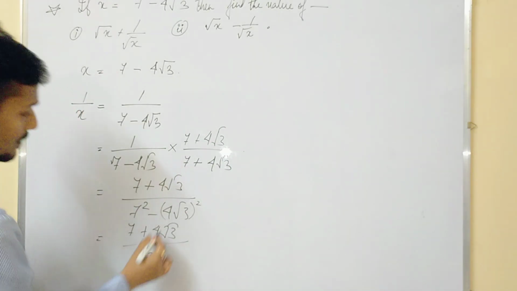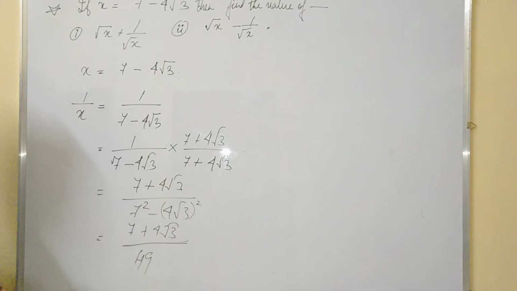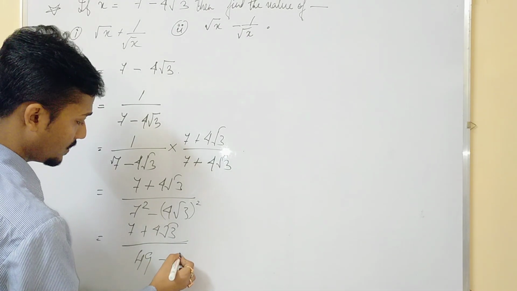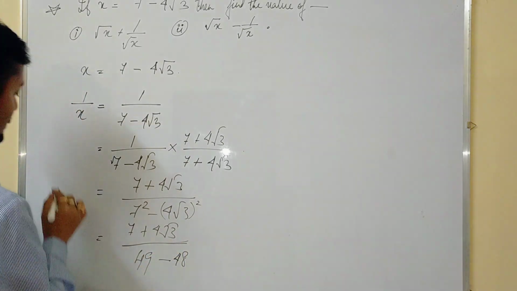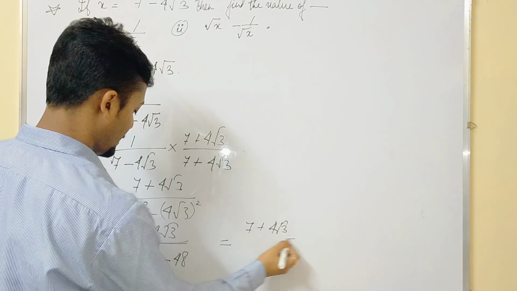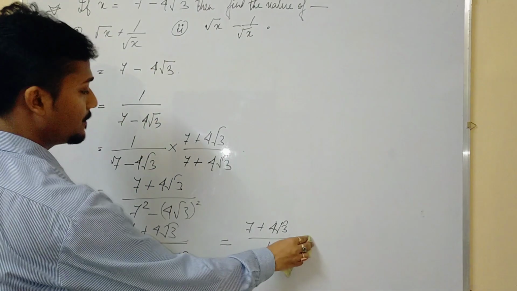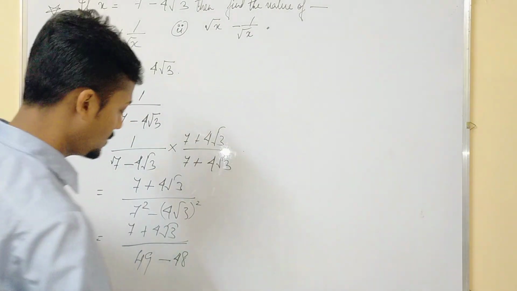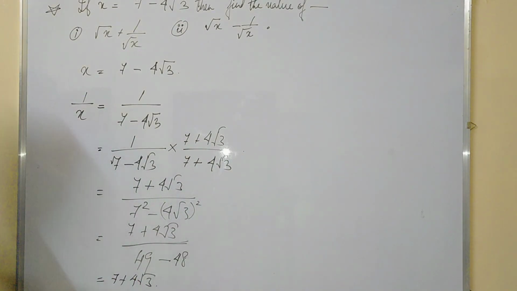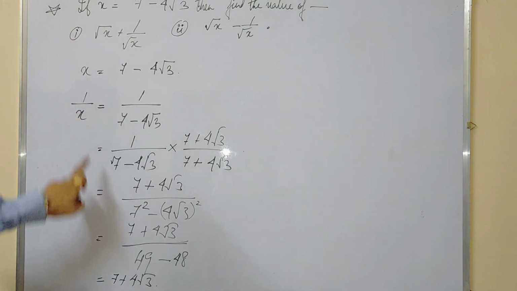7 sevens are 49. 4 fours are 16. 16 threes are 48, which will be equal to 7 plus 4 root 3 by 1, which is equal to 7 plus 4 root 3. That means the answer will be 7 plus 4 root 3. Directly I am writing here 7 plus 4 root 3. So x is equal to this much, and 1 by x is equal to this much.